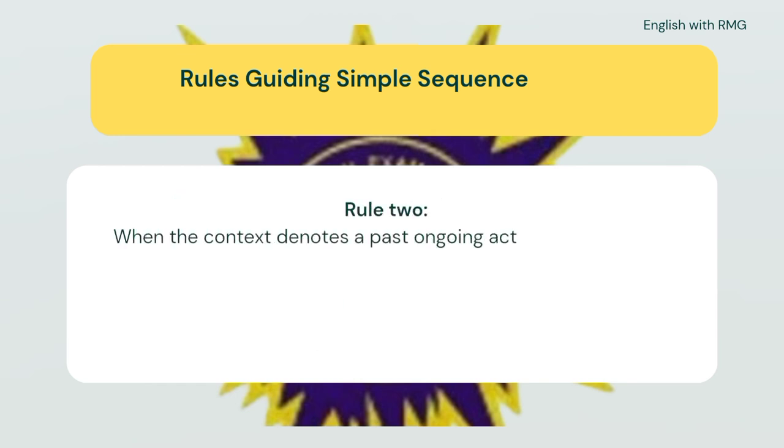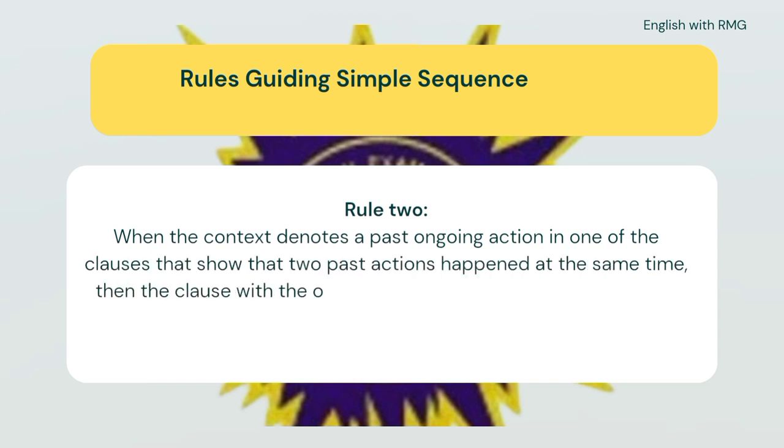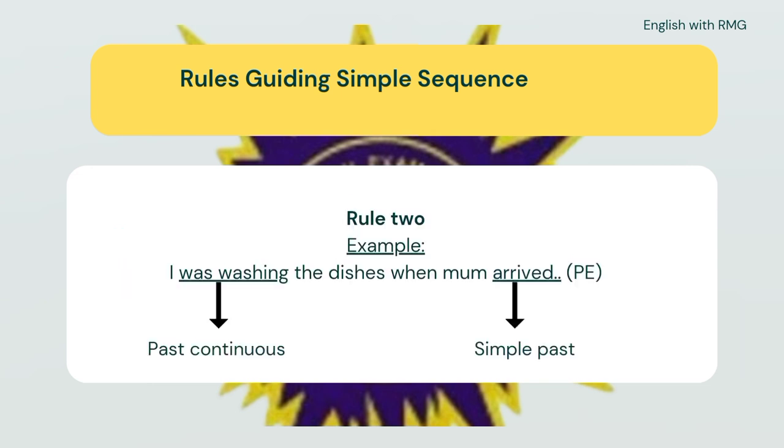Let's move on to the next rule, which is rule 2. Rule 2 states that when the context denotes a past ongoing action in one of the clauses that show that two past actions happened at the same time, then the clause with the ongoing action takes the past continuous. You know what? I wouldn't want you to bother yourself about cramming the rules. Just pay attention to how the rules are applied in practical questions. So what I mean by this rule is when the context tells us that the action in the past was an ongoing action, then it should also be in the past continuous tense.